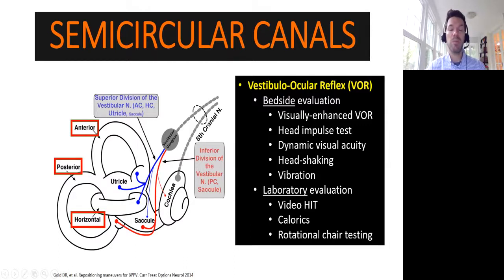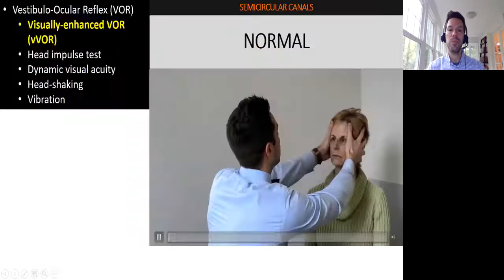The advantage of video head impulse is that it's quick, easy, and well-tolerated. You can not only evaluate the horizontal semicircular canal, but also the anterior and posterior semicircular canals, the vertical semicircular canals, whereas calorics and rotational chair testing are only going to evaluate function of the horizontal canal, or primarily the horizontal canal. And they're a little bit more invasive, a little bit more uncomfortable for patients.